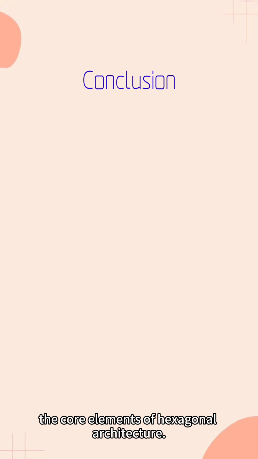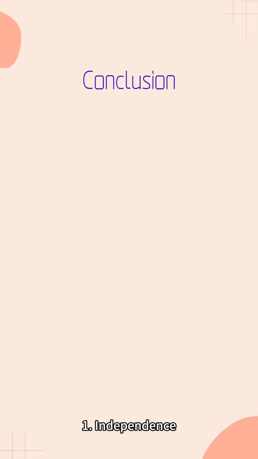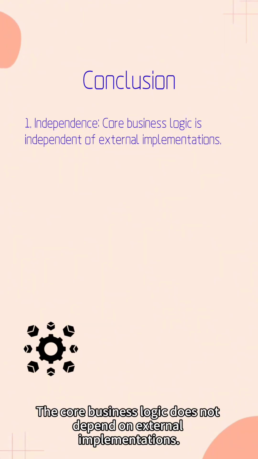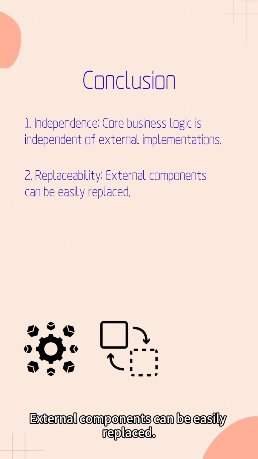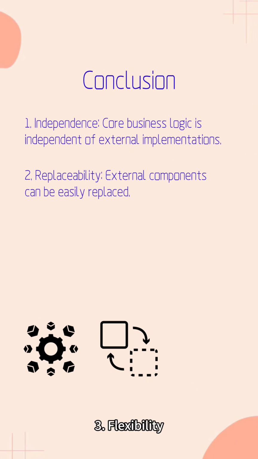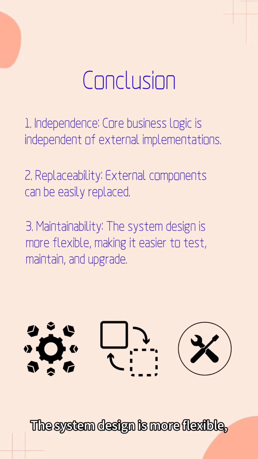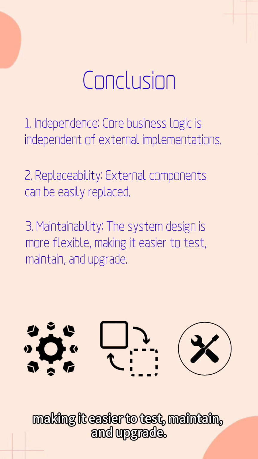Okay, at this point, let's summarize the core elements of hexagonal architecture. 1. Independence. The core business logic does not depend on external implementations. 2. Replaceability. External components can be easily replaced. 3. Flexibility. The system design is more flexible, making it easier to test, maintain, and upgrade.